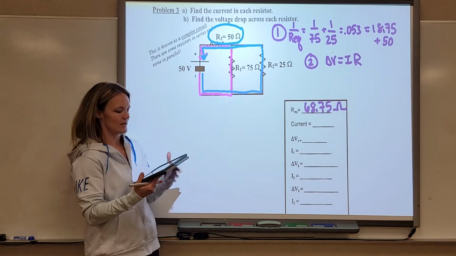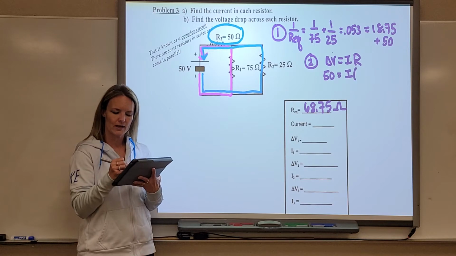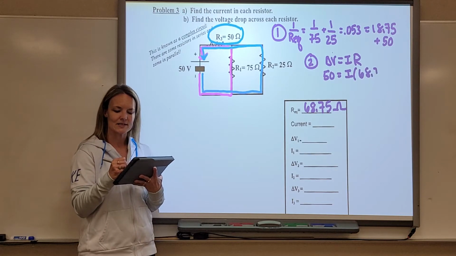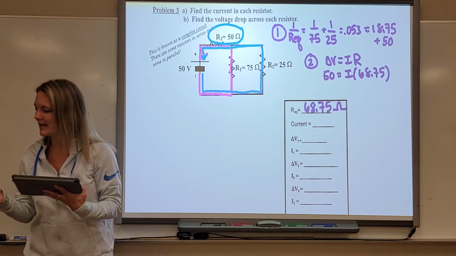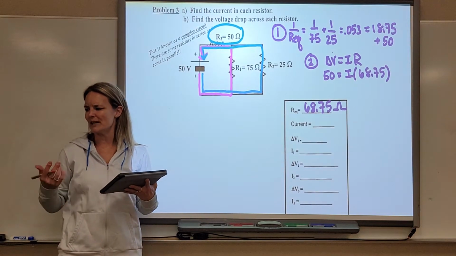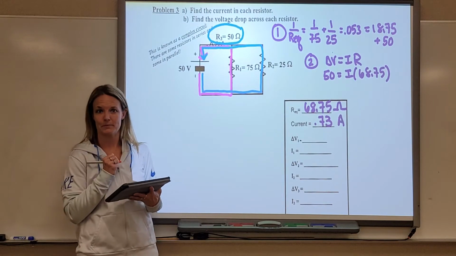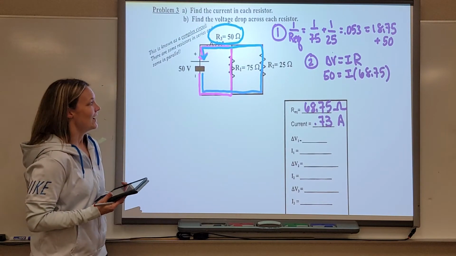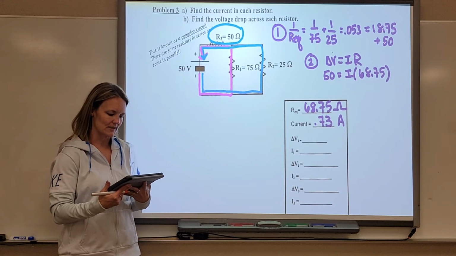I take the voltage of the battery, which is 50, and set it equal to the total current times the total resistance that I just found, 68.75. When I divide that over, I get like 0.72 repeating. I'm just going to round that to 0.73 for my total current. All right, same 2 steps. It's just slightly different how we got the total resistance.